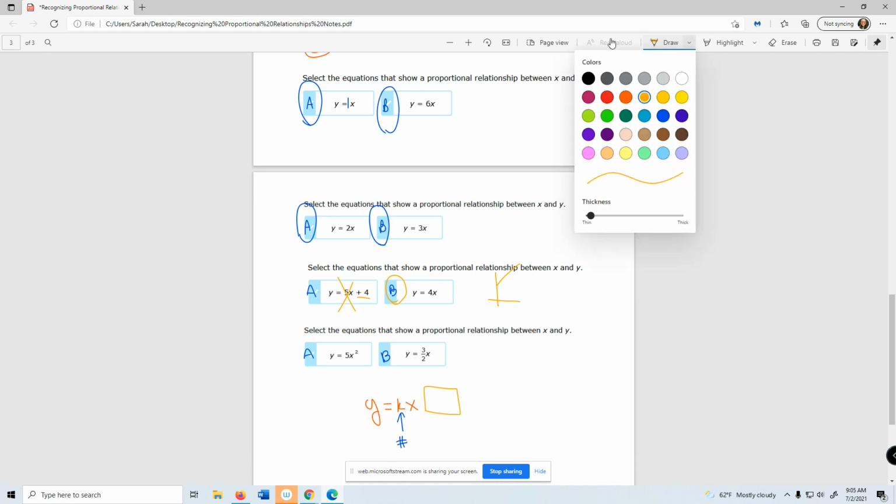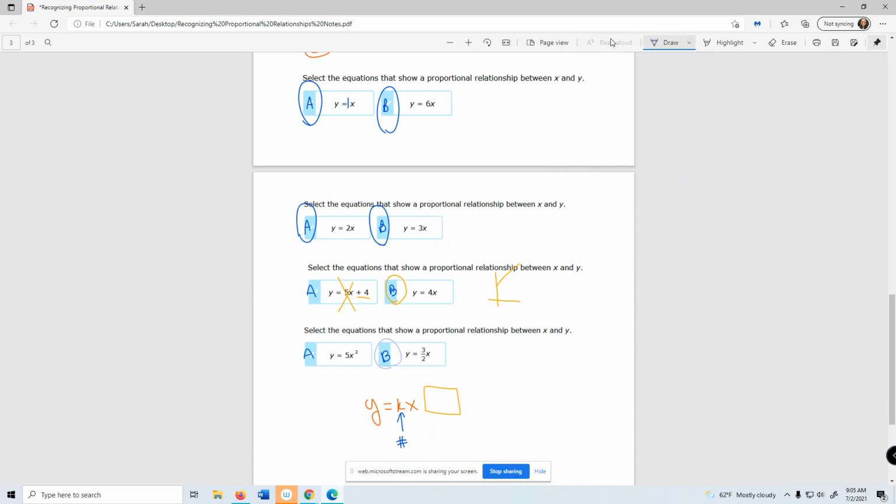For the last set here, we have y equals 5x squared, y equals 3/2 x. It is perfectly fine for the number in front of x to be a fraction, so B is proportional. 3/2 times x is still number times x. Equation A is not proportional specifically because of that exponent. Also, from a graphing perspective, it would look like a parabola, which would not follow our qualifications for being proportional either.